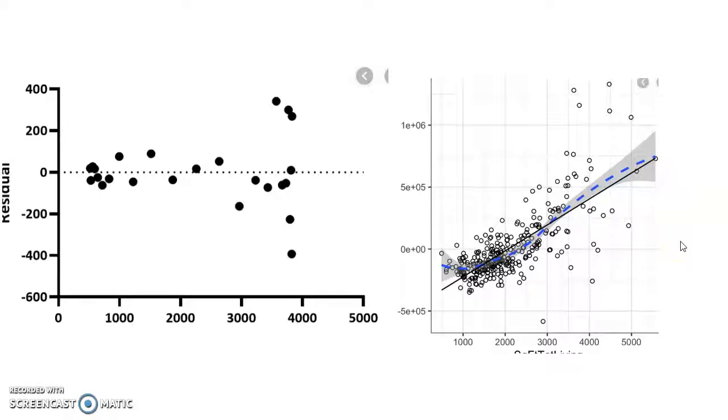So that means we can probably only use this line for a certain range of x, right? And then after that, our predictions are just getting crazier and crazier. So that's what this fanning out looks like.